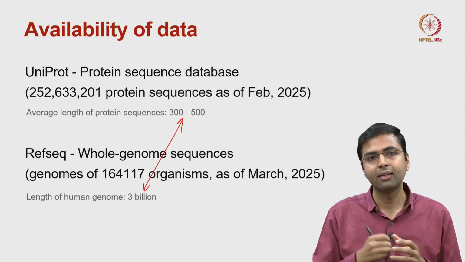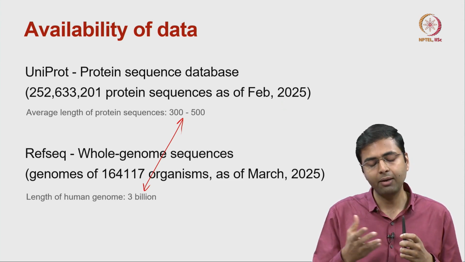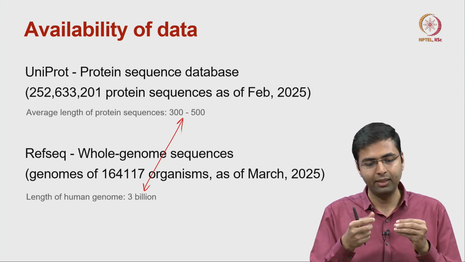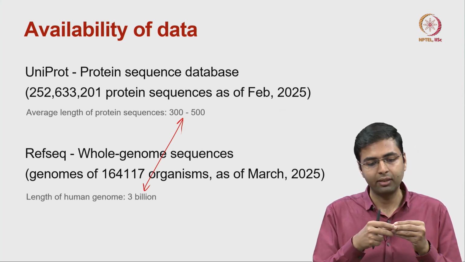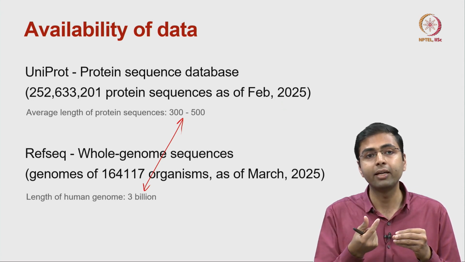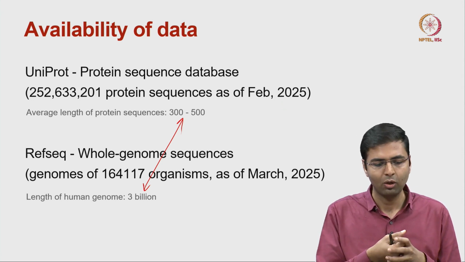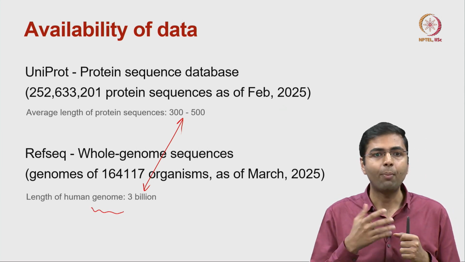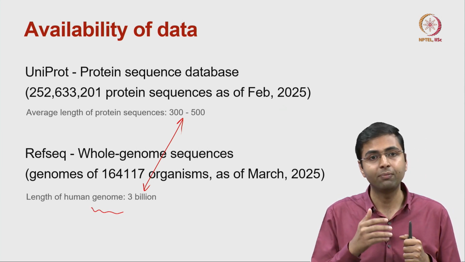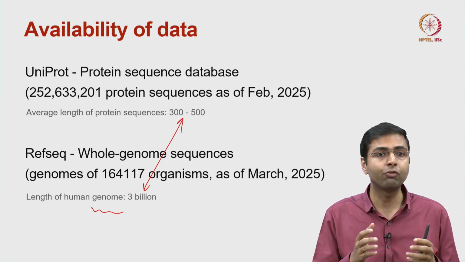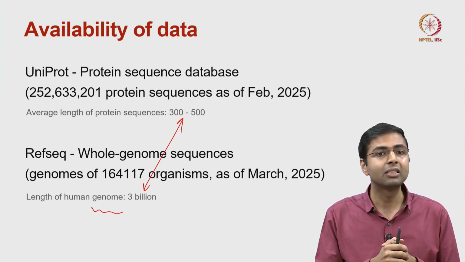So as a result, another important factor to consider here is that the protein sequence is very short and each amino acid is playing a functional role in the protein sequence, whereas in the human genome only about 1% of the genome is actually coding for protein sequences. A significant fraction of the human genome is not functional.